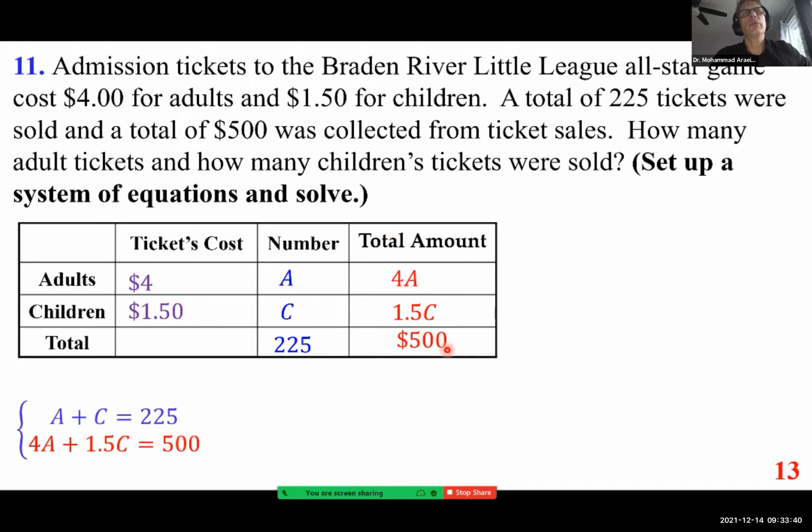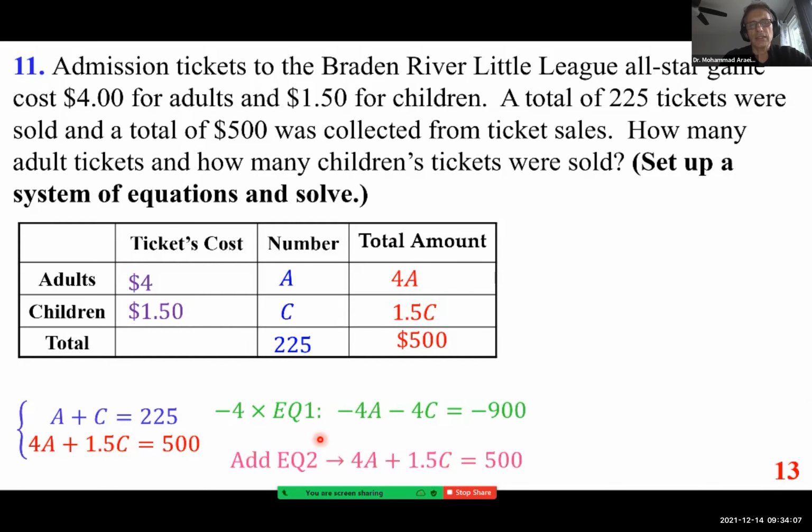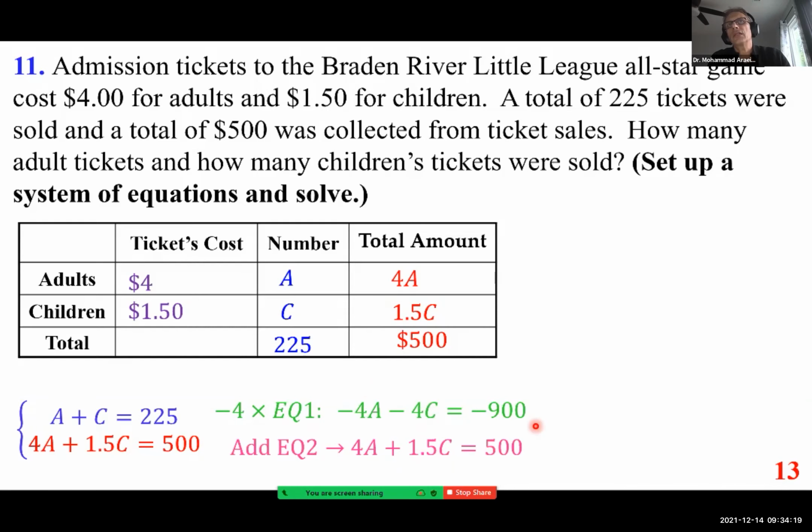And you can solve it by any method of your choice. For example, if you multiply this one by -4, that means you're going to get rid of A. If you multiply by -1.5, that means you're going to get rid of the C. So if we multiply by -4, we get -4A, -4C, -900. Let's just write the second equation as is. They cancel each other. These two add up to -2.5C. These two add up to -400.